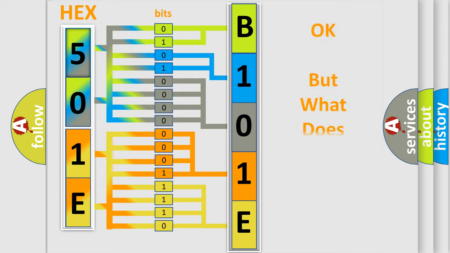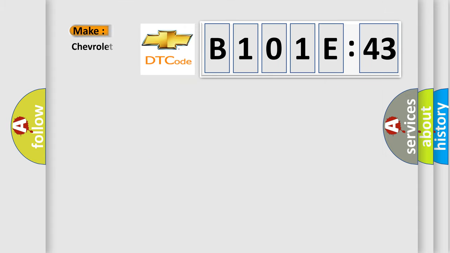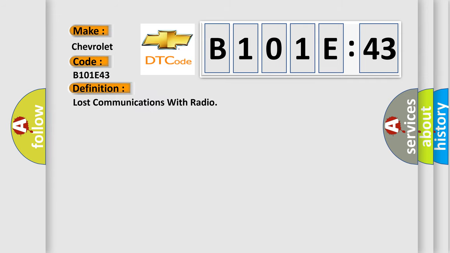The number itself does not make sense to us if we cannot assign information to what it actually expresses. So, what does the diagnostic trouble code B101E43 specifically mean for Chevrolet? The basic definition is lost communications with radio. And now this is a short description of this DTC code.